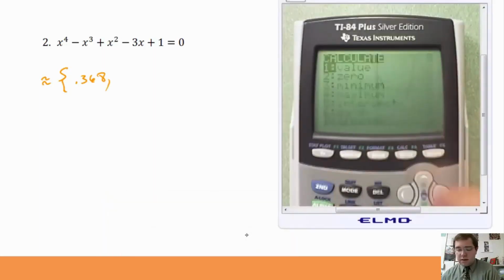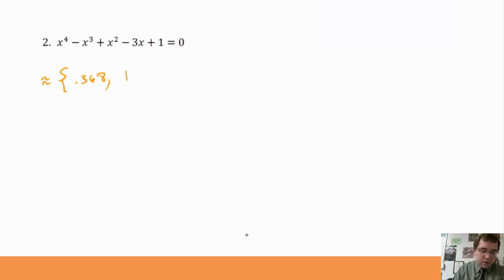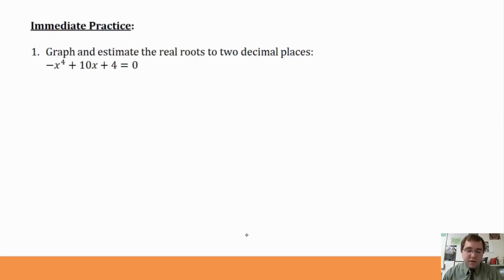Second, calculate, 0, left bound, right bound. There we go. And guess, enter, 1.43, 1.428. And I'm done. Cool. Graph and estimate the real roots to 2 decimal places.